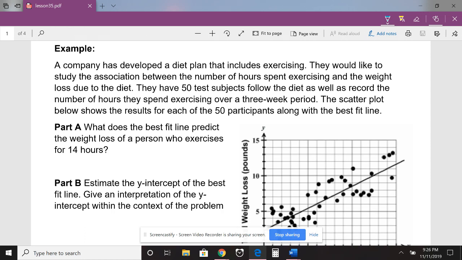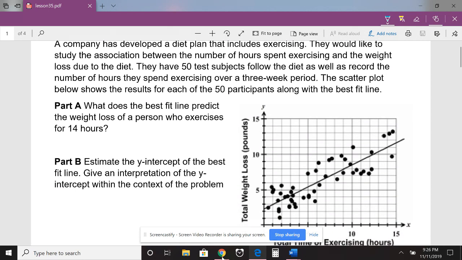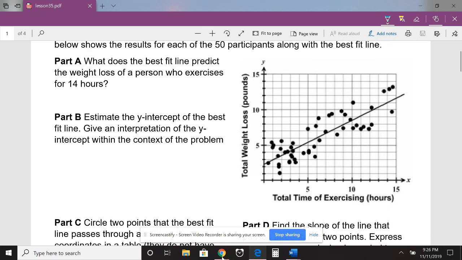In today's video, we're going to be creating and interpreting lines of best fit of scatter plots. So in this first example, it says a company has developed a diet plan that includes exercising. They would like to study the association between the number of hours spent exercising and the weight loss due to the diet. They have 50 test subjects that follow the diet, as well as record the number of hours they spent exercising over a 3-week period. The scatter plot below shows the results for the 50 participants along with the line of best fit.